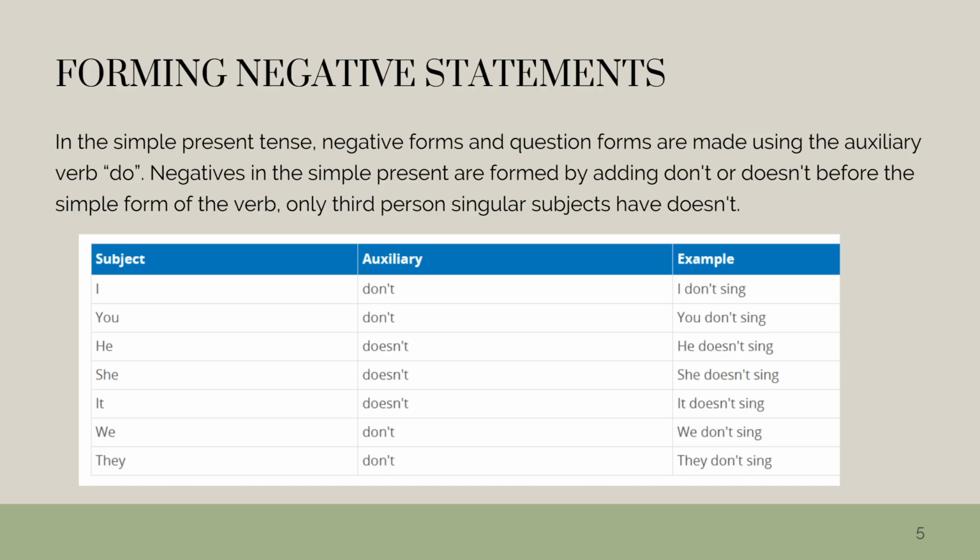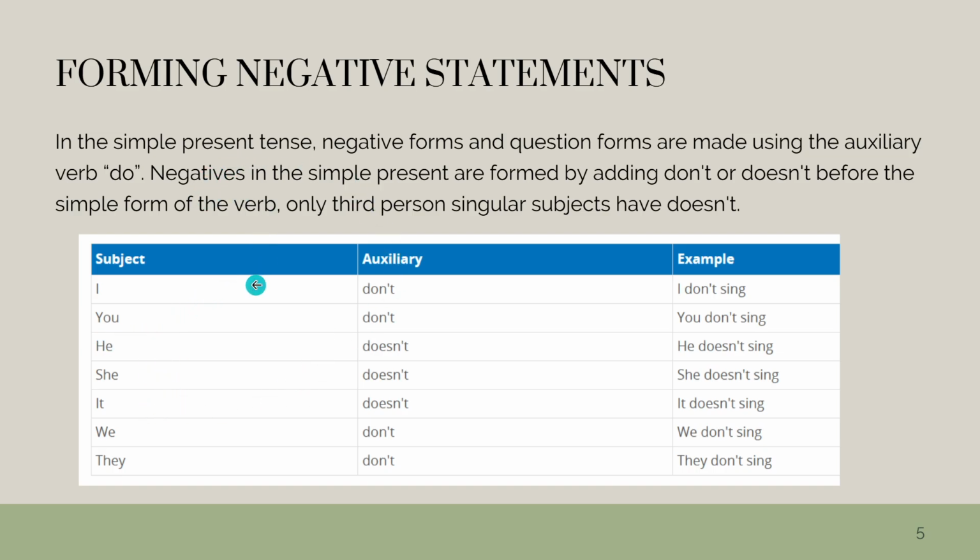Now, when it comes to the simple present tense, negative forms and questions are made using the auxiliary verb do, okay? And negatives are formed by adding don't or doesn't before the simple form of the verb. Now, doesn't is only used with third person singular subjects. Those being he, she, it.